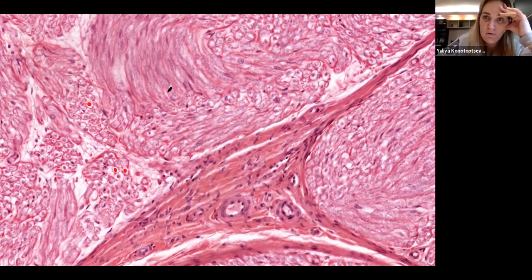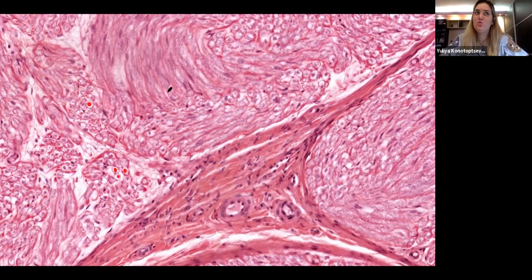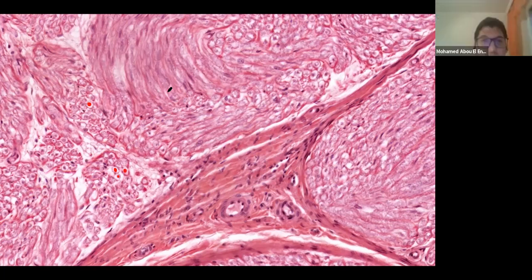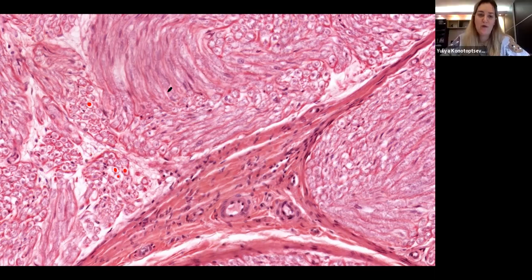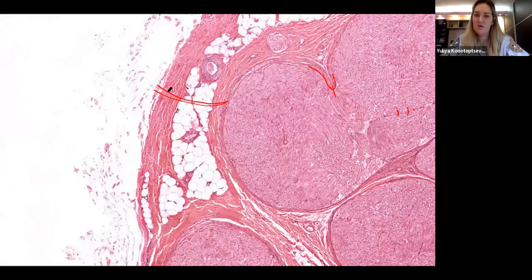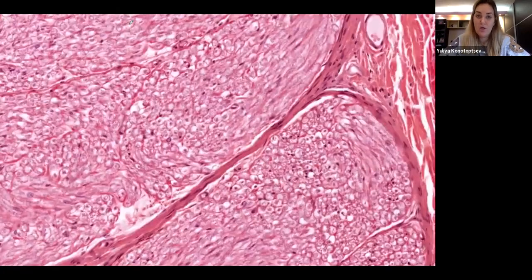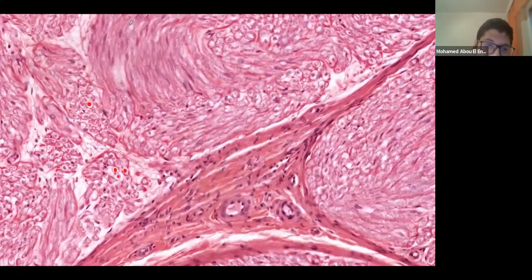So can endoneurium be seen with H and E? Endoneurium, which tissue is it? Loose connective tissue. Which fiber is dominant in loose connective tissue? Reticular fiber. Can reticular fiber be seen with H and E? Not really. No. So let's take a look. This is H and E, right? Last time we checked it was H and E. So can I see endoneurium? I cannot. Okay, you cannot see endoneurium.